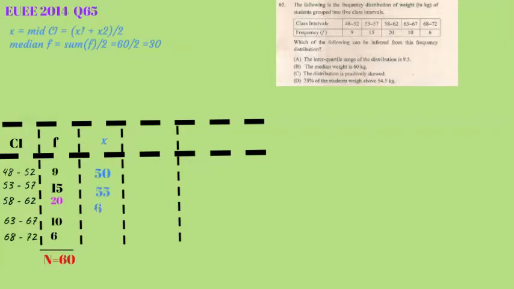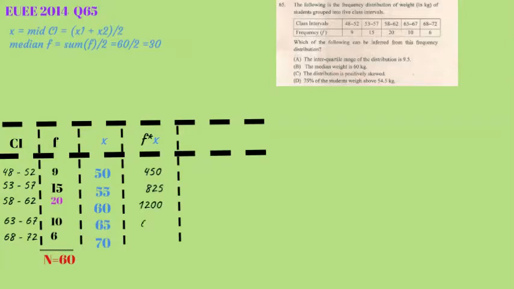so the midpoint of the CI is simple. You just add 48 plus 52 and then divide it by 2. 53 plus 57, you add them and divide them by 2. The same thing you do for all of them. And then you multiply this by the frequency.